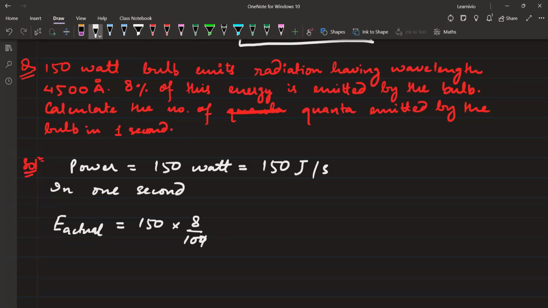So 0 and 0 will get cancelled. 10 and 8 will become 5 and 4. 5 and 15, this will be 3, 5, 3, 7. So this will be equal to how much?